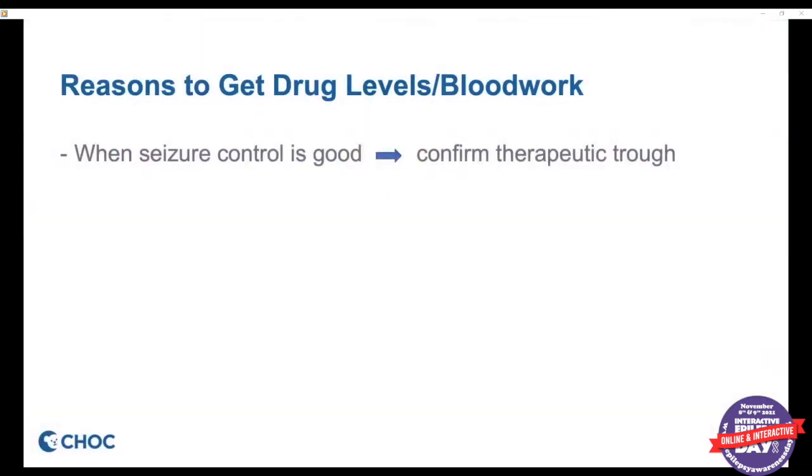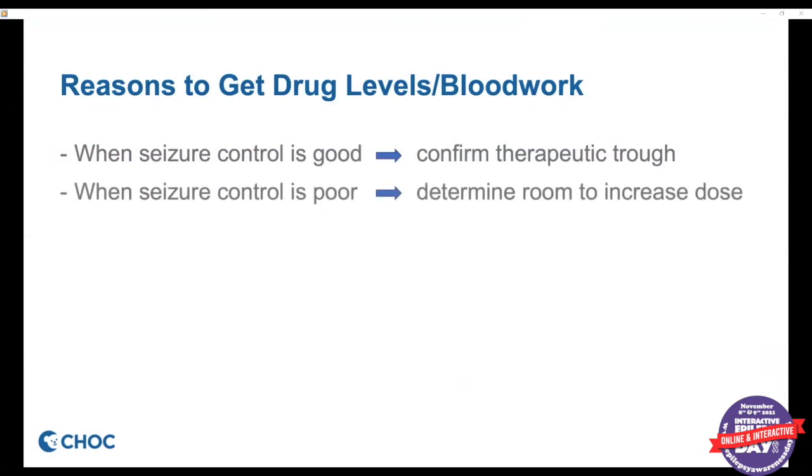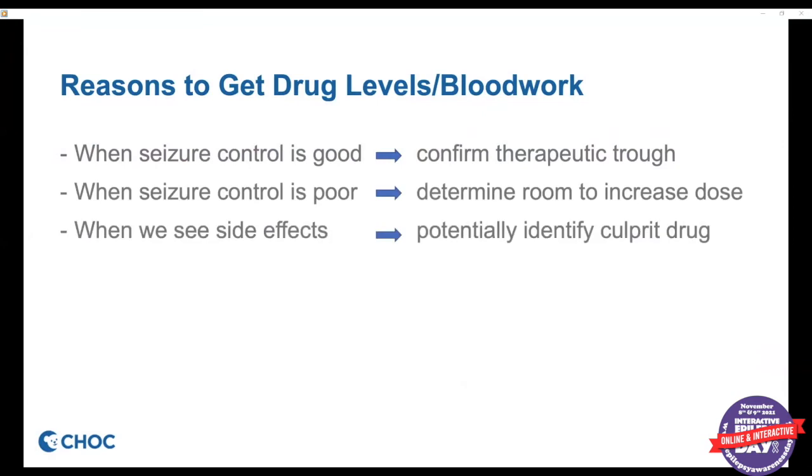When seizure control is good, we may want to confirm the therapeutic trough of a particular drug for a patient. That way, if variations in drug levels are ever detected, we have a target level associated with a history of good seizure control. When seizure control is poor, the level helps us determine how much room there is to increase a dose. If a side effect is detected, an inappropriately high trough level might be the culprit.